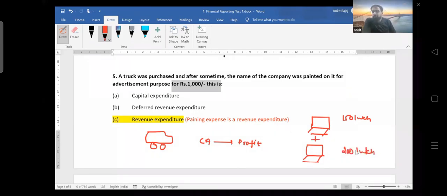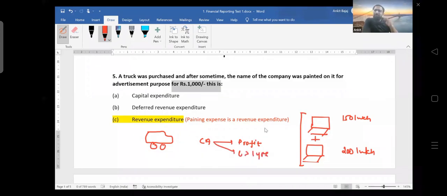So I'm having two laptops, so there could be chances that my revenue will increase by 50 lakh rupees. And these assets can be used for more than 1 year. That is the definition of a capital asset: the life of the asset is going to be greater than 1 year. Are you able to understand?